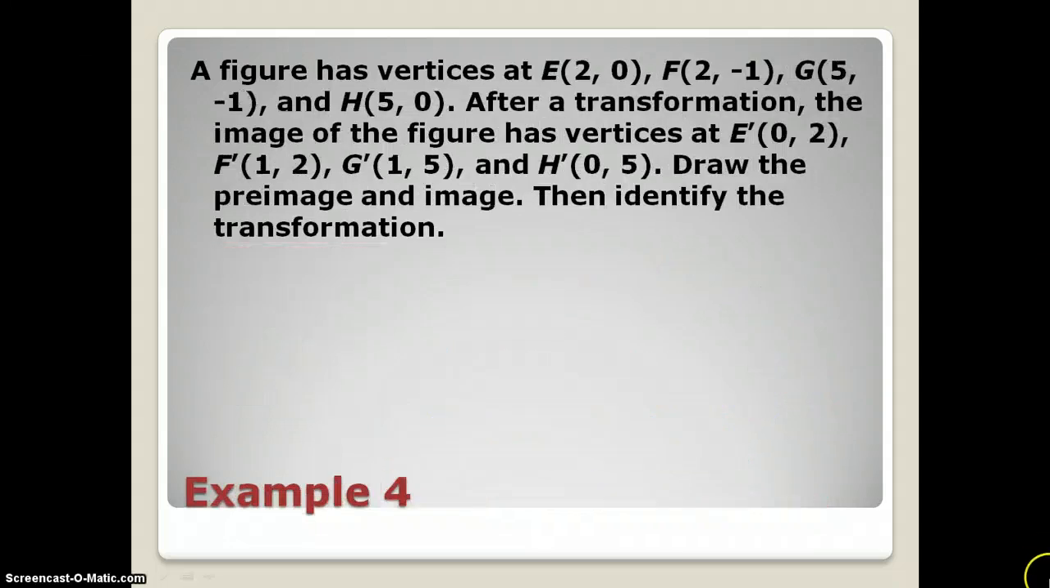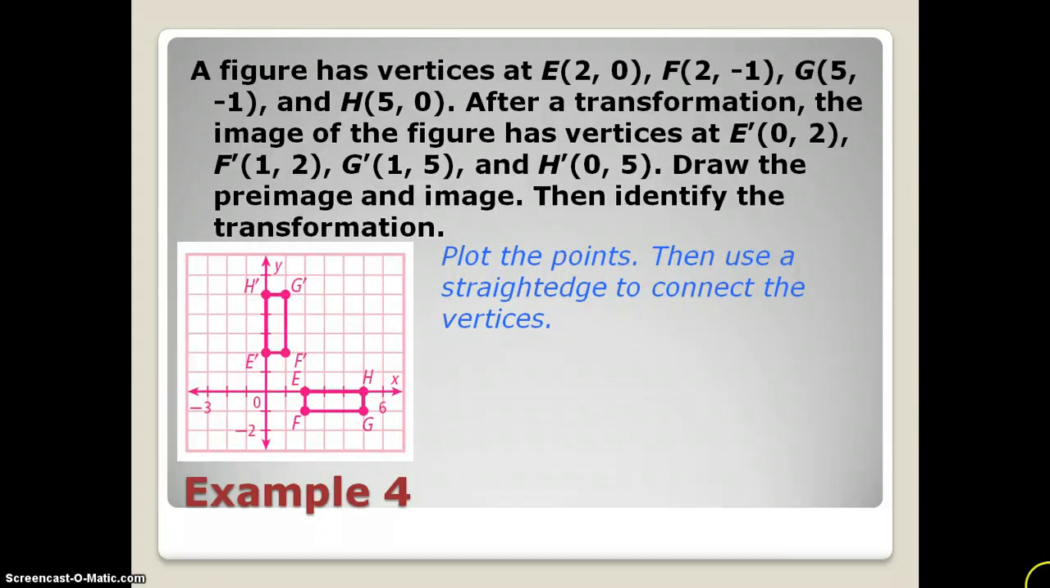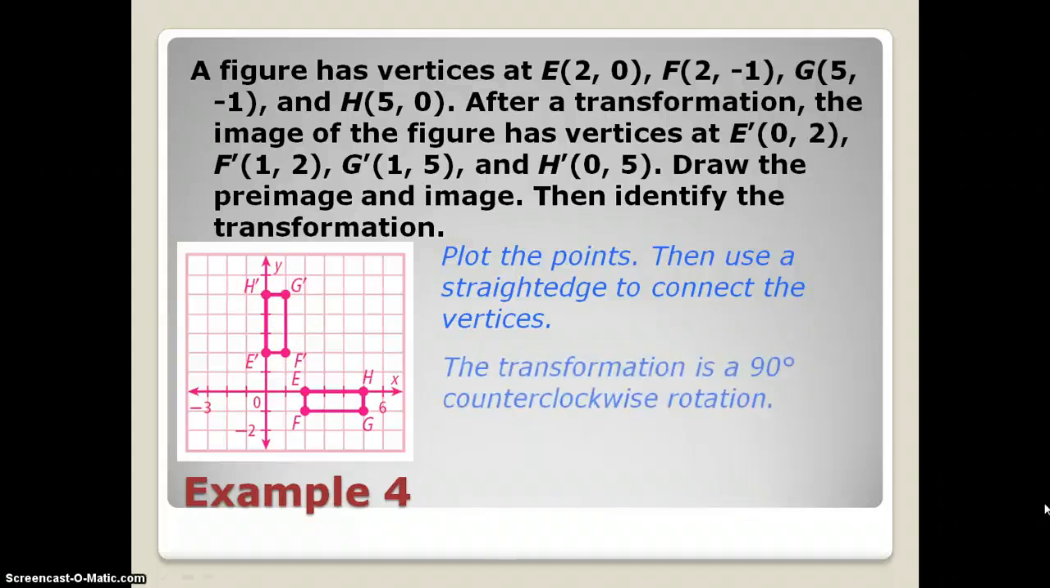Let's try another one. We are given that we have a shape EFGH and E prime, F prime, G prime, H prime. Let's draw the pre-image and the image according to the vertices we were given. And we see that we have EFGH. Over here we have EFG and H going upward. This would be a rotation.